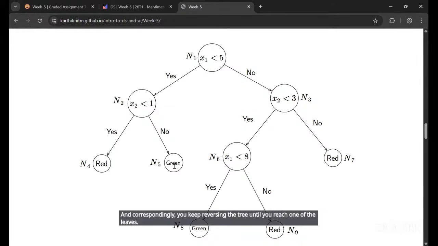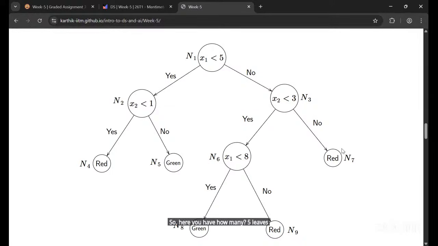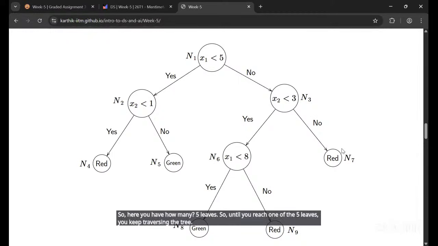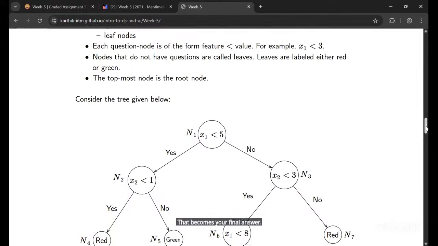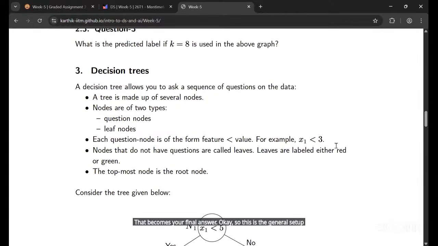So here you have how many? 5 leaves. So until you reach one of the 5 leaves, you keep traversing the tree. And then once you reach the leaf, whatever the leaf says as the label, that becomes your final answer. Okay, so this is the general setup of a decision tree.